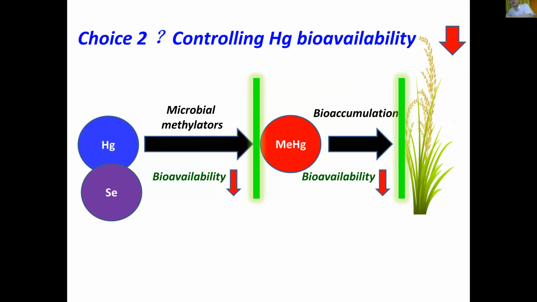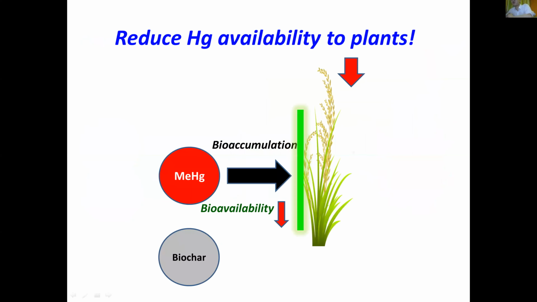So this is the first example about how we can control the mercury bioavailability and remediate the mercury contaminated soils. And our second example is to reduce the availability of methylmercury to the plants, so that will subsequently reduce the bioaccumulation of methylmercury. So in that case, there's one special thing we can use, which is called biochar. Actually, there is increasing interest in using biochar to immobilize metals in the soils or in the sediments. Unfortunately, very few studies have ever considered biochar to remediate mercury-contaminated soils or sediments. I cannot tell you the reasons for that, but it's true.